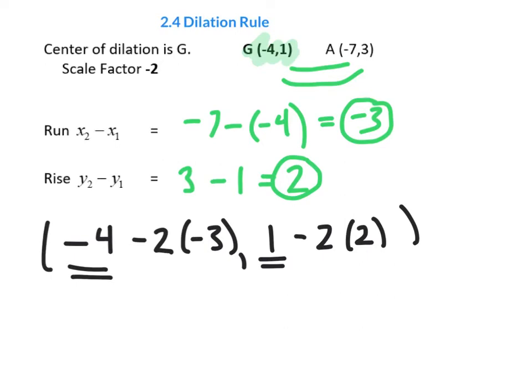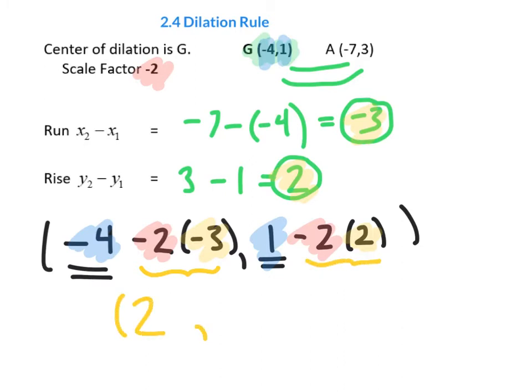Again, let me just highlight some things here for you. Where did this come from? That's this guy right here, the -4. Where did this come from? That's the 1 from there. Where did the -2 come from? That's my scale factor in both cases. And then where did the -3 come from? That was my run. Where did the 2 come from? That was my rise. And now we just do the math. This becomes +6, so that's a 2 overall. This becomes -4, so 1 minus 4 is -3. And then this becomes the location of the answer.